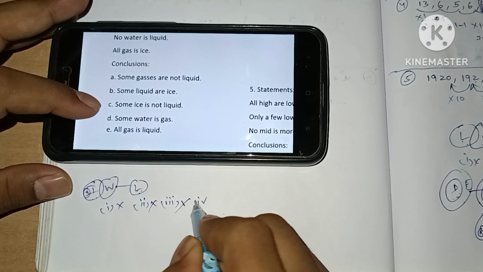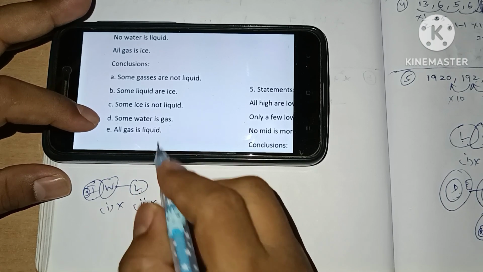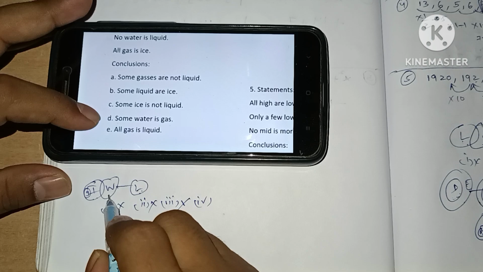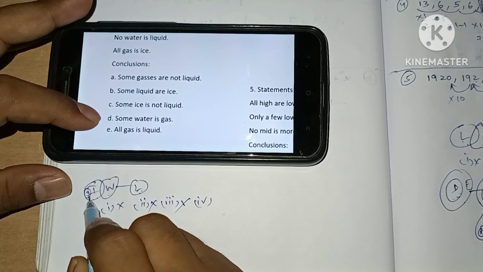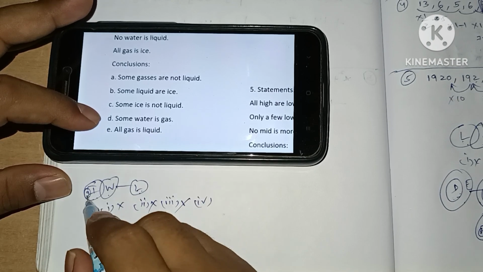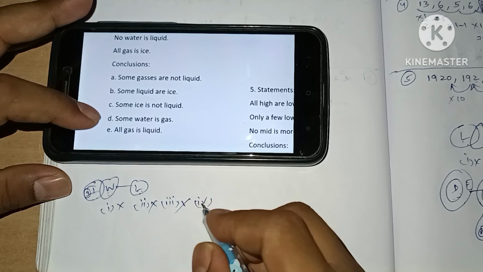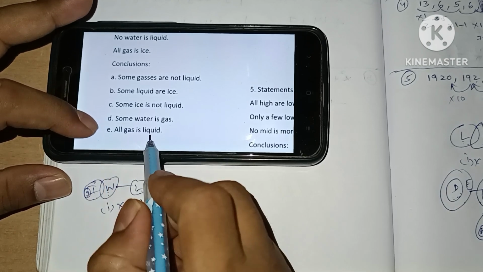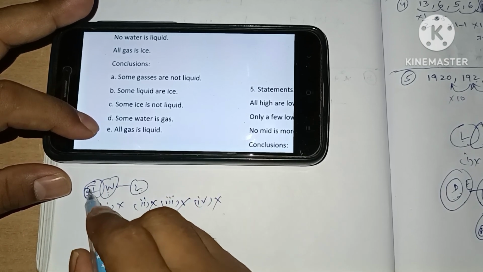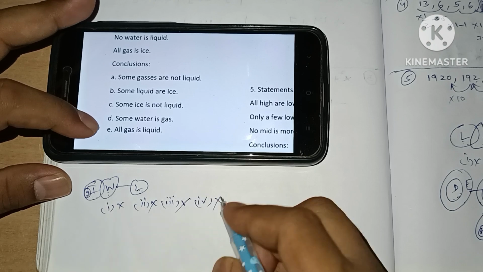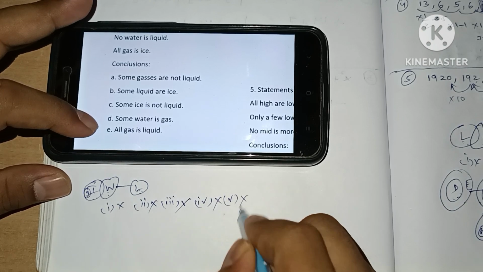Fourth one. Some water is glass. Some water is sharing with glass. No, there is no direct relation between glass and water here. So this is false. Fifth: all gas is liquid. All gas is inside liquid. No. So fifth conclusion is also false.